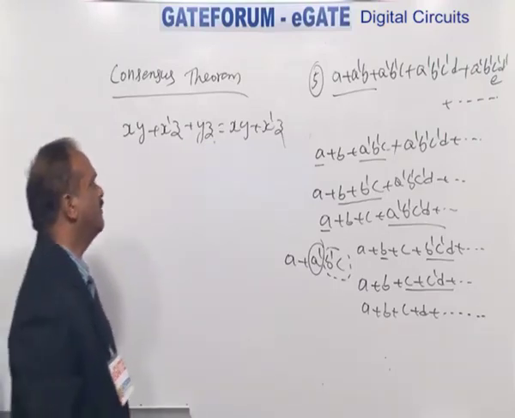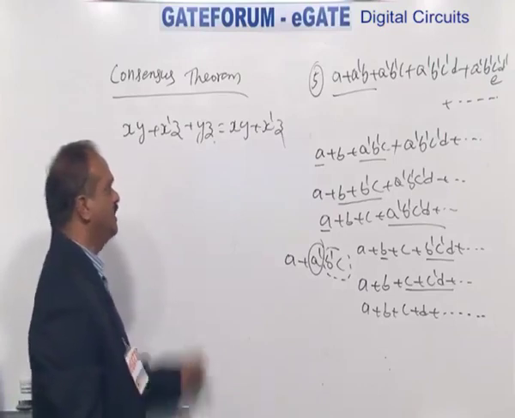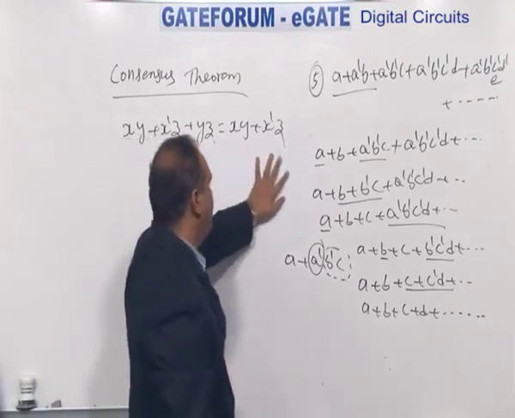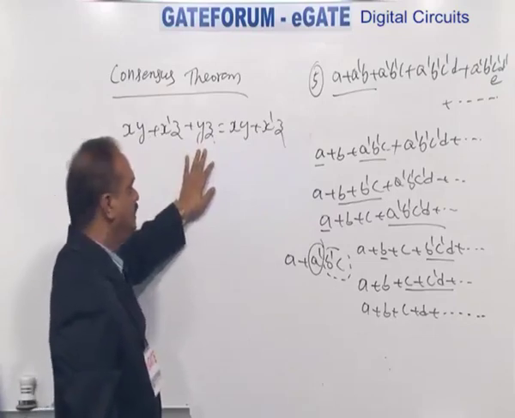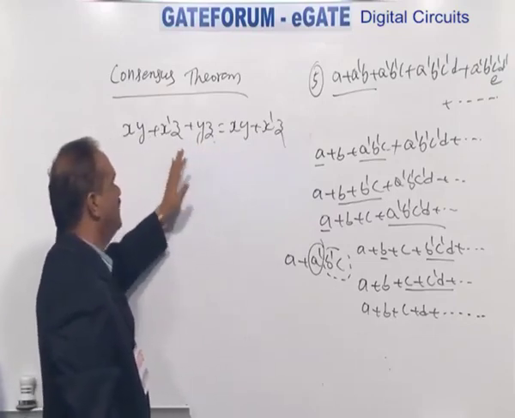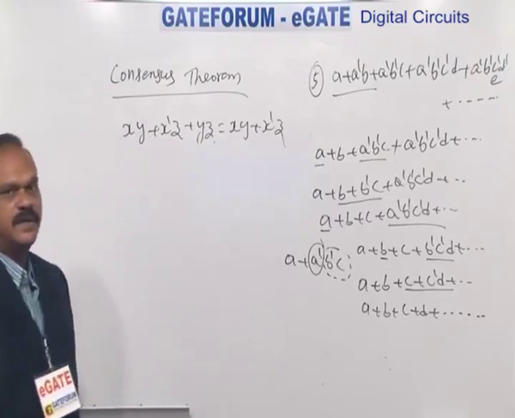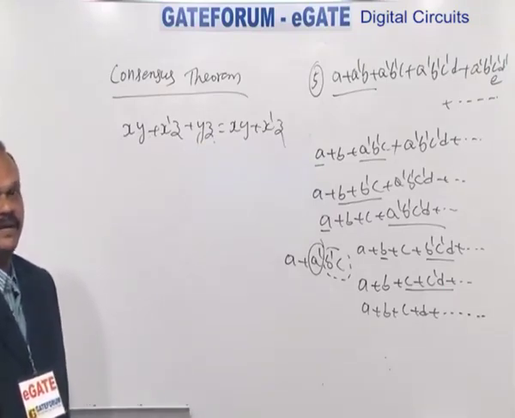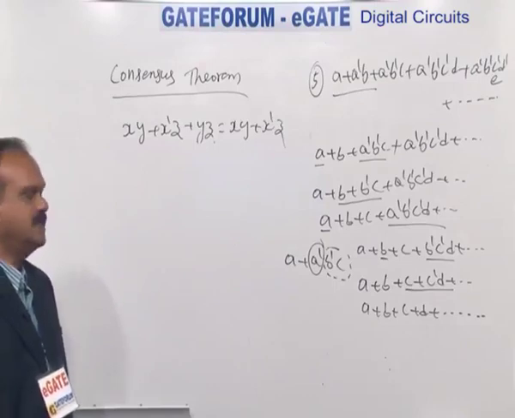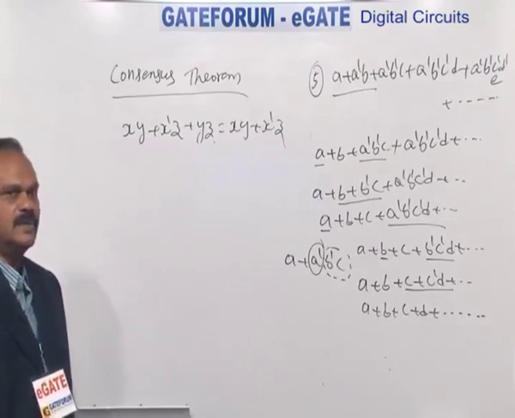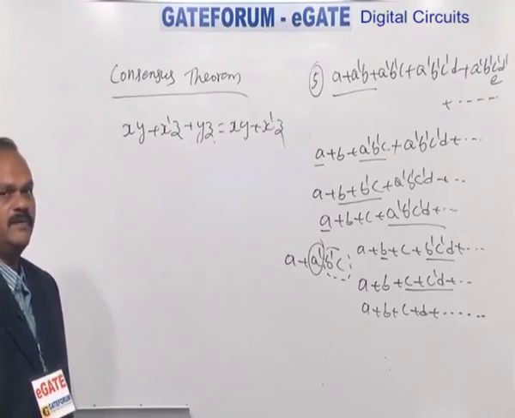And vice versa is also true. That means if xy plus x bar z is given, you can write xy plus x bar z plus yz. If required, you can add this redundant term yz. Sometimes it is required to add the redundant term, so here we can add the redundant term yz.